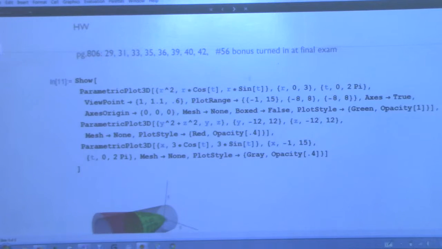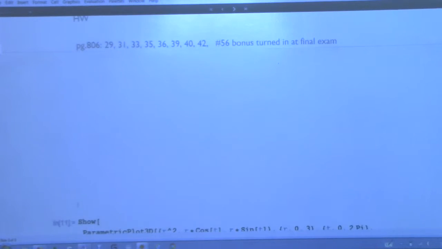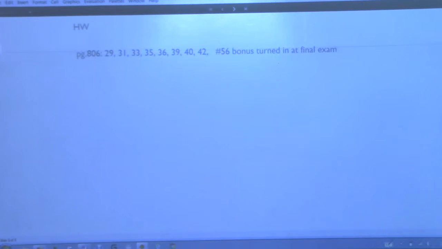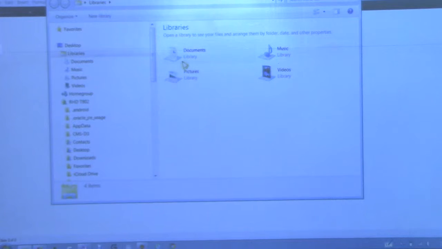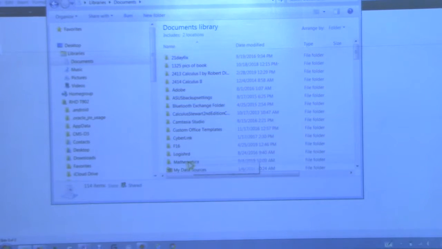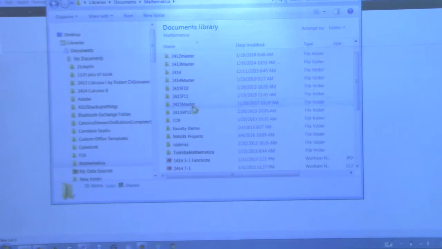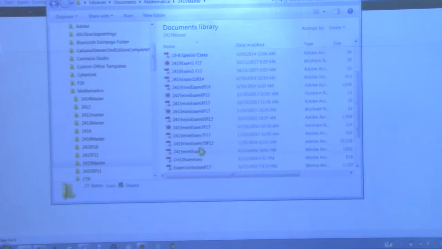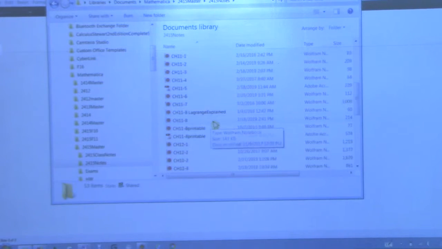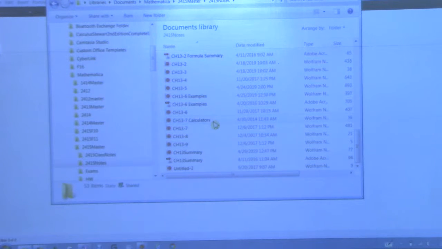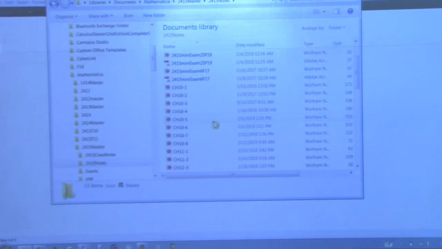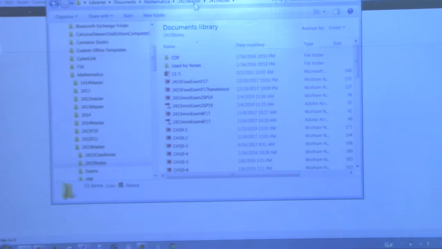There's a bonus problem that I'm going to offer you there. It's number 56 out of the book, to be turned in at the final. I believe I have an animation that helps you understand it. Let's see if I have that. Thought I had it.